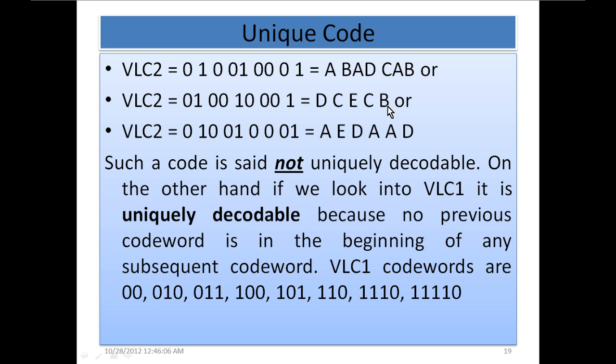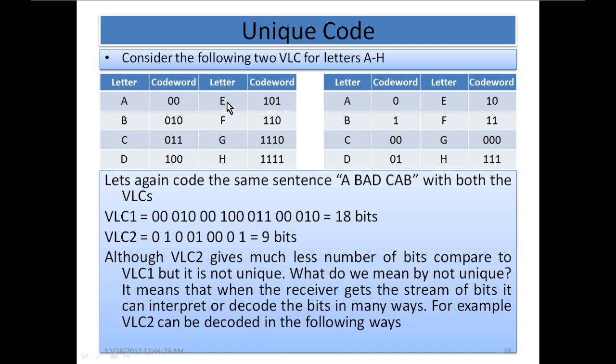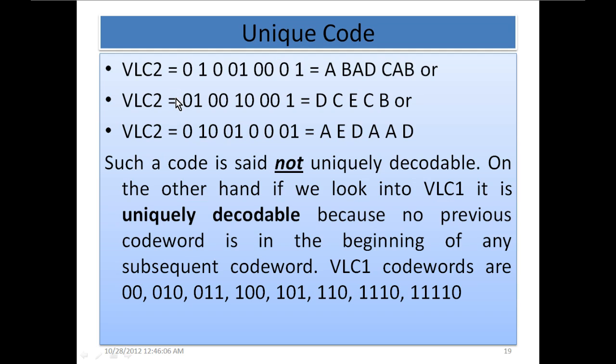So the coding must be such that there are not multiple possible combinations in the set of the code words. Each code word must be unique in the sense that there is only one possible combination for that code word. So VLC2, or such a code, is not uniquely decodable.